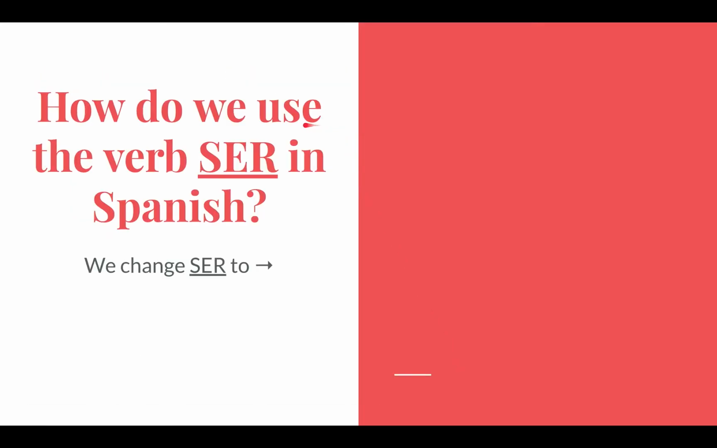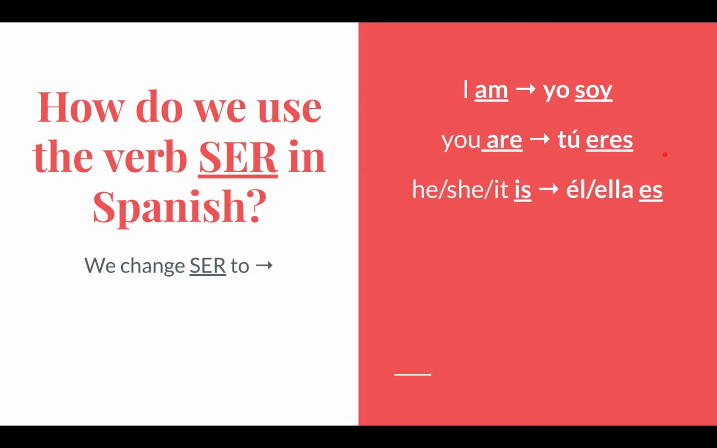Now, how do we use the verb ser in Spanish? We have to change it around so that it's grammatically correct. To say I am, you would say yo soy. To say you are, the casual version, tú eres. To say he is, she is, or it is, es. It's similar to English. We say is. In Spanish, they say es.